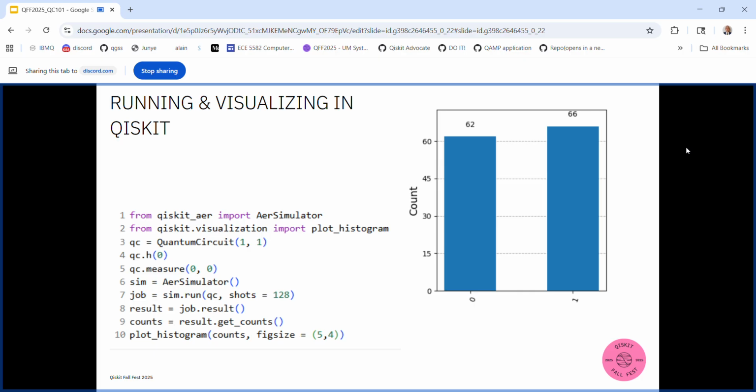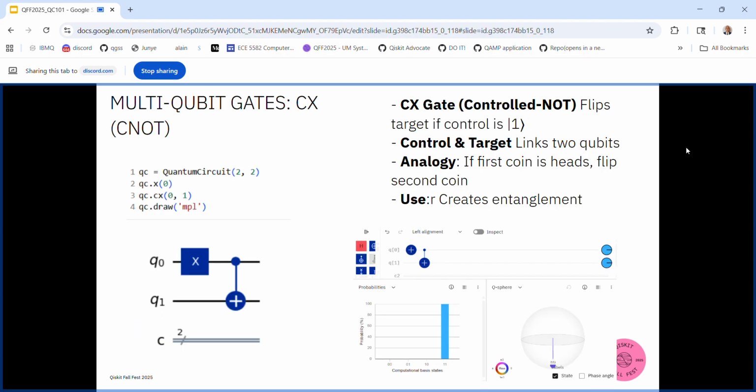And so with only 128 shots, it came out as 62 and 66. Now, remember, we're dealing with probabilities here. So as we increase this number of counts, it would trend closer and closer to true 50%. But just like you could flip a coin 100 times, and you wouldn't necessarily always get exactly 50-50. But as you increase the number of samples, it will tend more towards that actual probability.